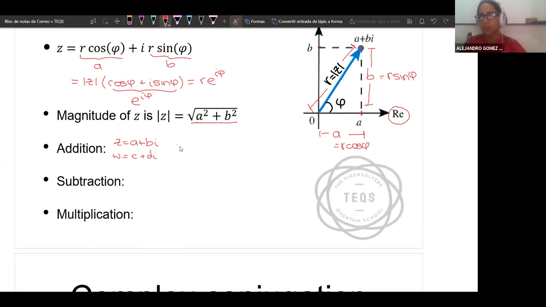The addition is quite simple. We have to write the numbers again, c plus di. And this is gonna give us what we can associate the real part and the imaginary part. So we get a new complex number whose real part is the addition of the real parts of the initial numbers, and the same with the imaginary component. We can also subtract them. It's actually the same, but we only have to change the sign of the second number.